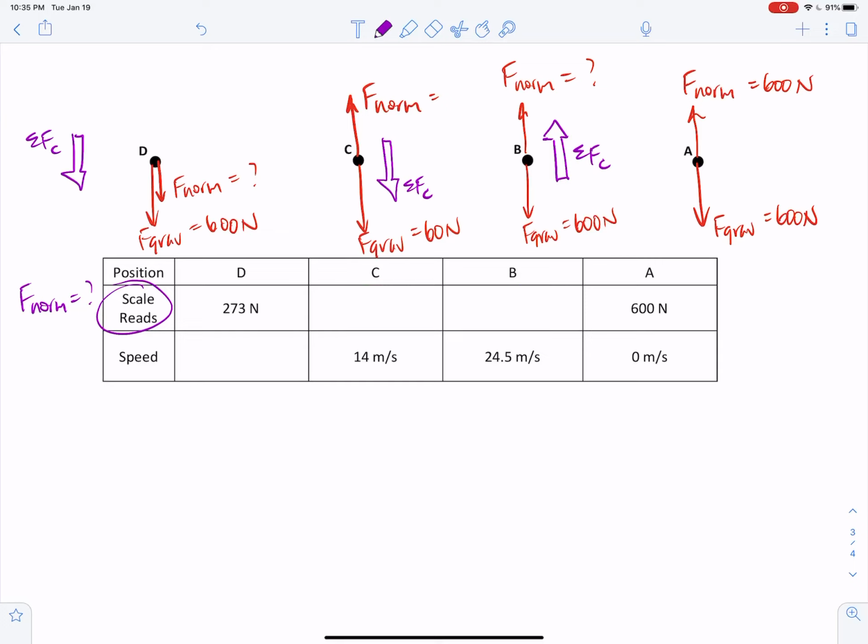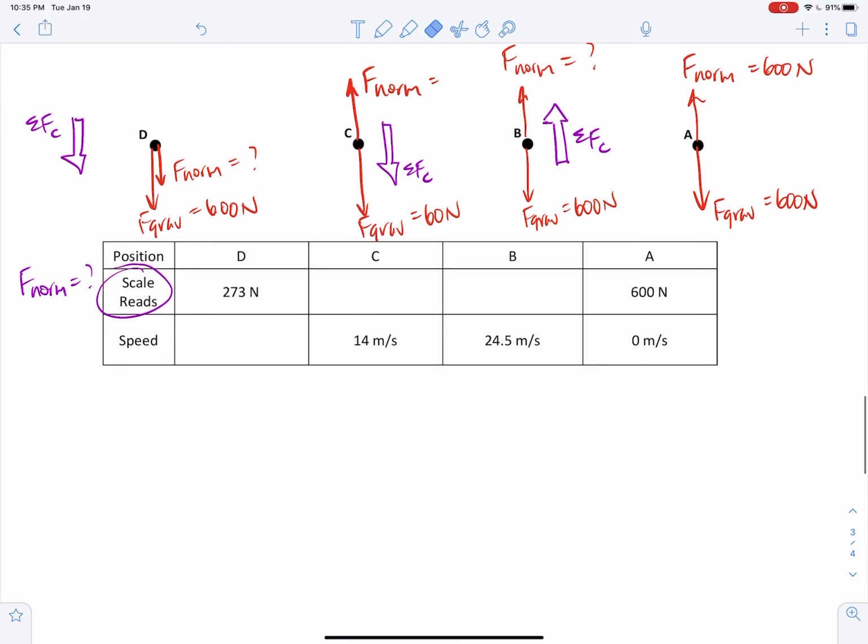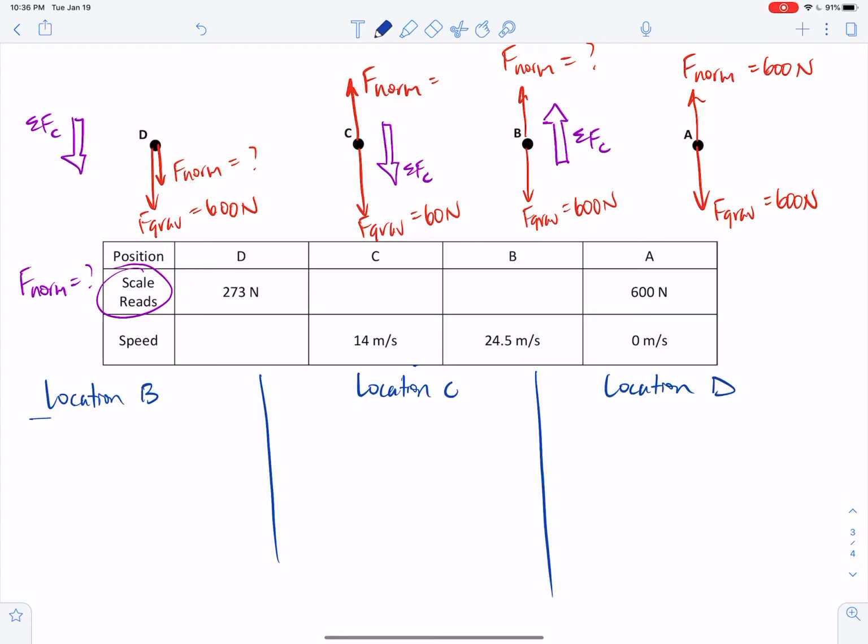So let's break this up. We will start at location B, and we'll work to the left, and I'm going to make some space here. This is going to be my space for location B. Let me switch colors. And then some space for location C, and then some space for location D. And I'll work in these 3 columns.